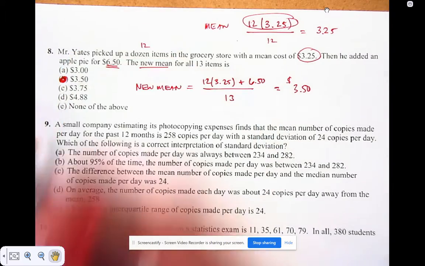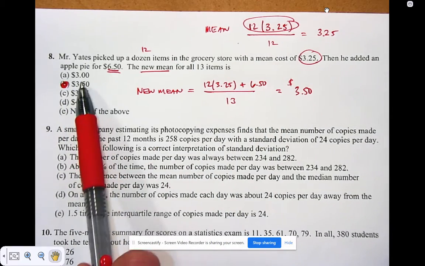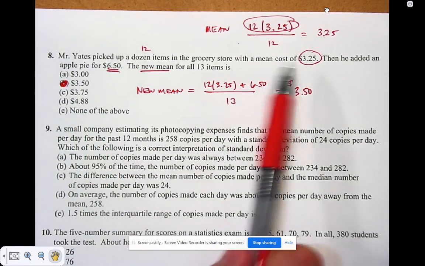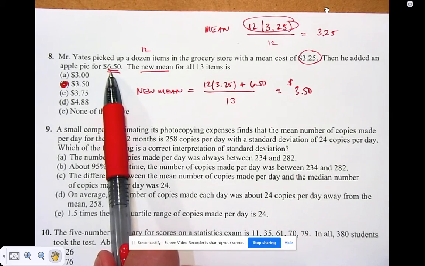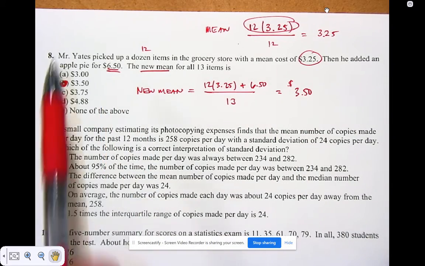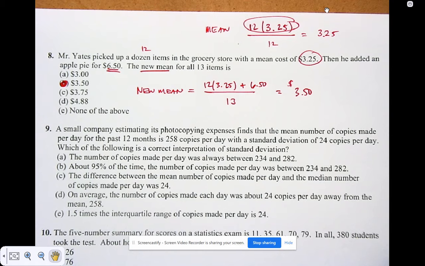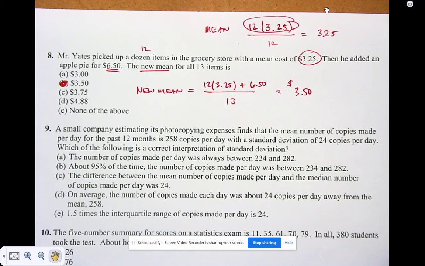Okay. Process of elimination, you could cross A out, right? It's not like the average is going to go down when you add a more expensive item, right? The mean is going to go up. So you could have for sure crossed out A. Okay, so definitely don't guess A if you don't know.